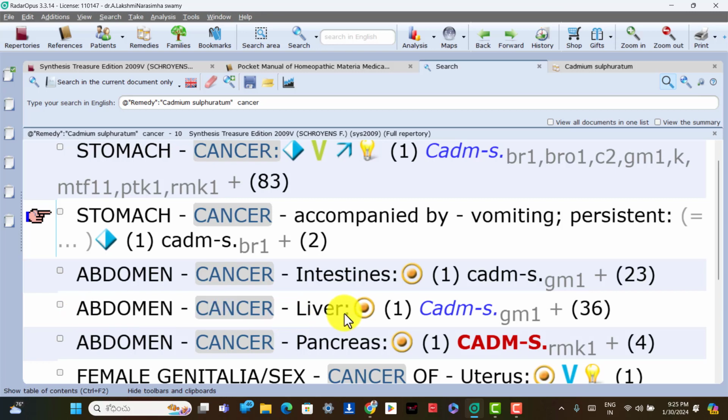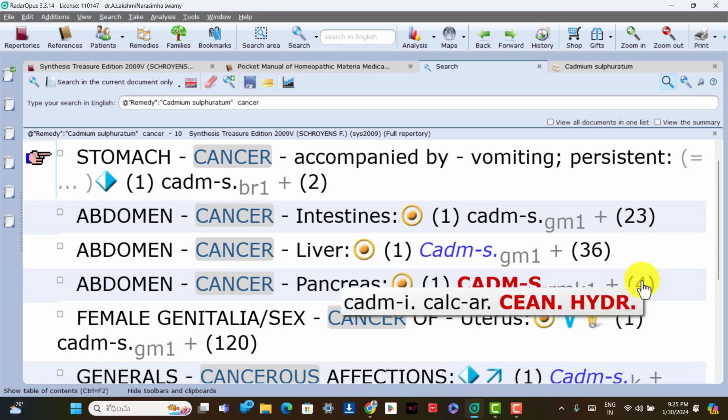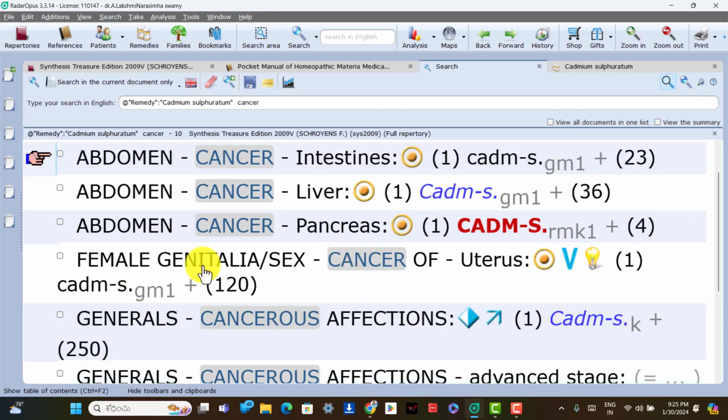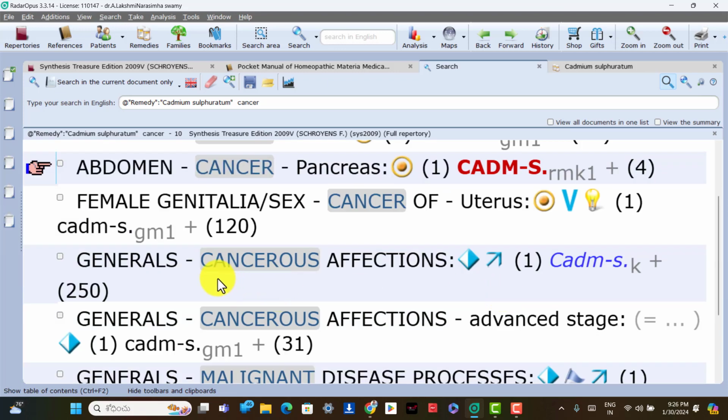and abdomen cancer of the liver is Cadmium sulph. Abdomen cancer of the pancreas is Cadmium sulph. Four other remedies are Cadmium iodium, Calcarea ors, Ceanthus, Hydrastis, which are useful in pancreas cancer. Female genital cancer of the uterus is present in Cadmium sulph. Another 120 rubrics are present.